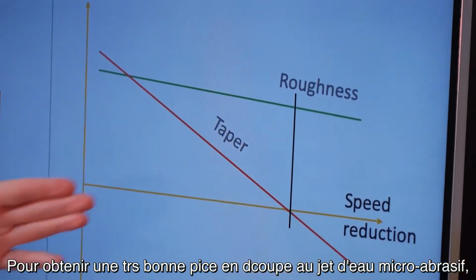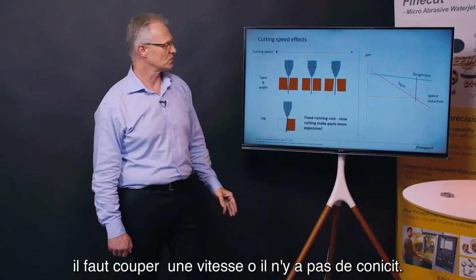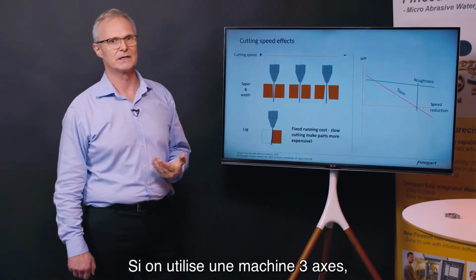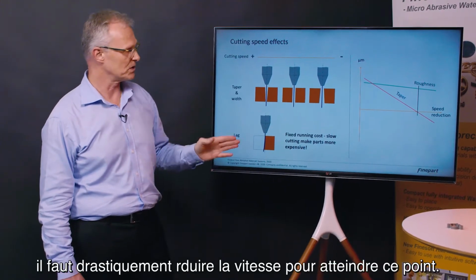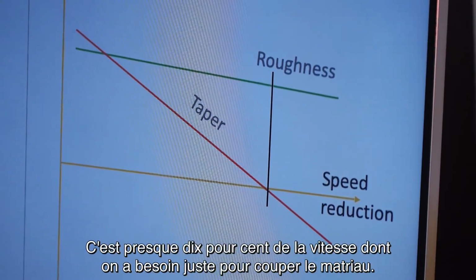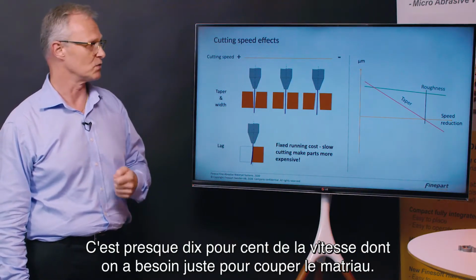So, say to get a really good part in microabrasive water jet cutting, we want to go to a speed where we have no taper. If we have a 3-axis machine, we have to reduce the speed significantly to reach this point. It's almost 10% of the speed that we need to cut through the material.